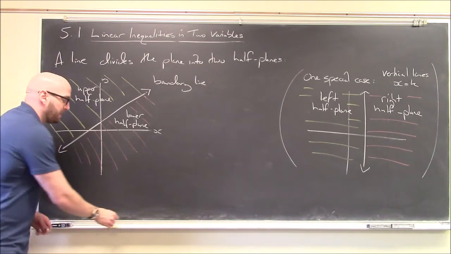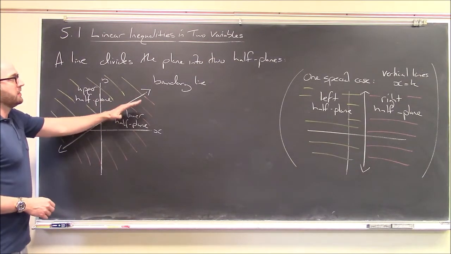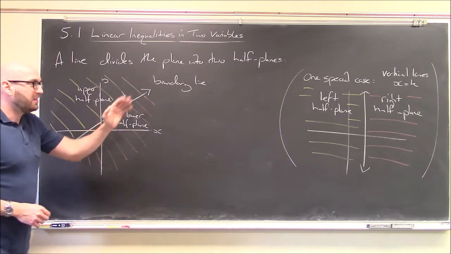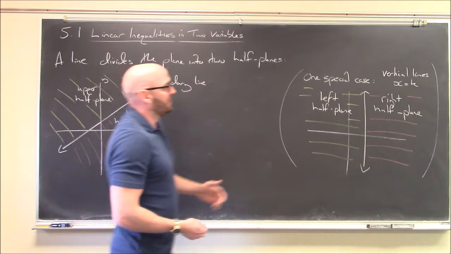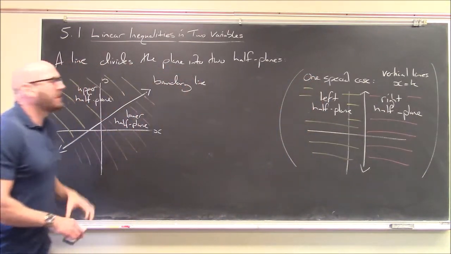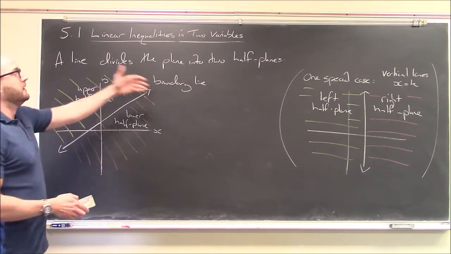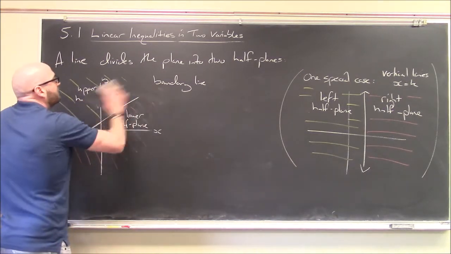So just a little bit of special terminology for vertical lines in particular. Every single line cuts the plane into upper and lower half planes, except vertical lines do left and right half planes because it's the only way to sort of name these things in a sensible way. Okay, so fairly simple observation here. Every line divides the plane into two regions known as half planes.